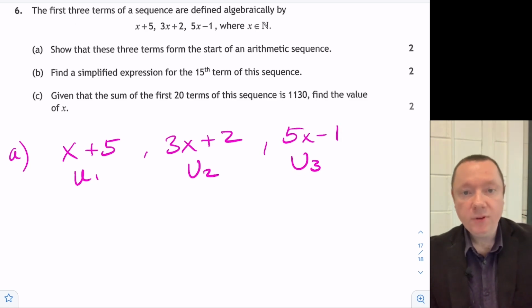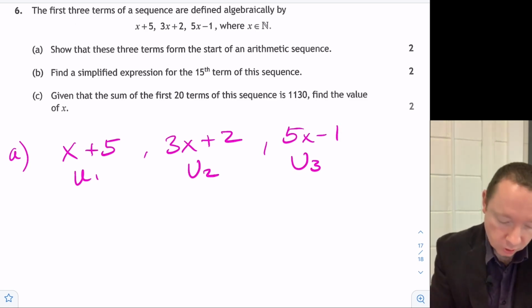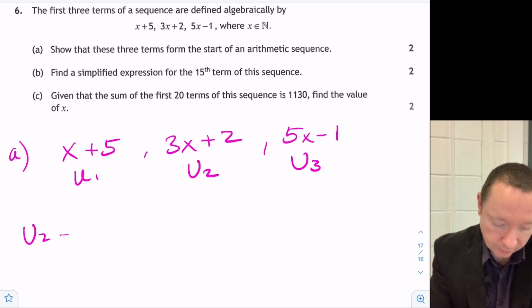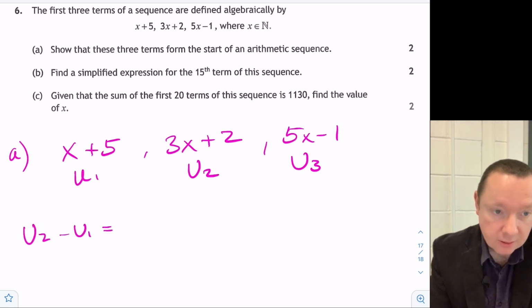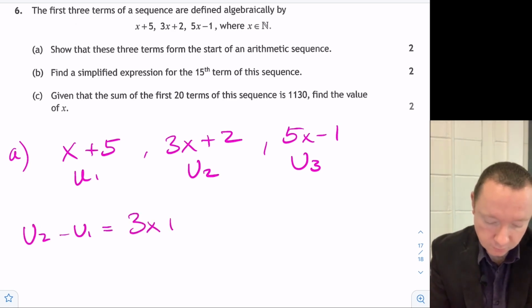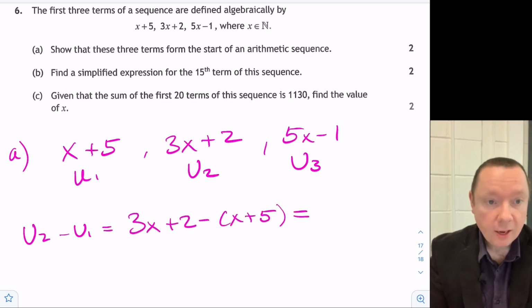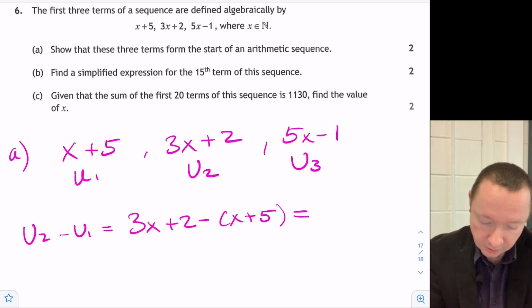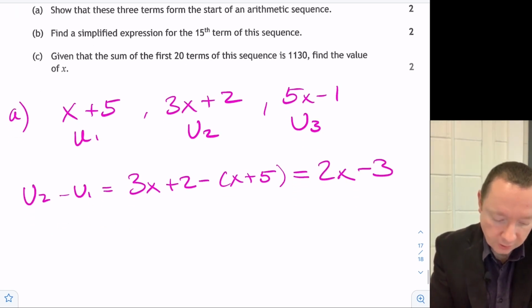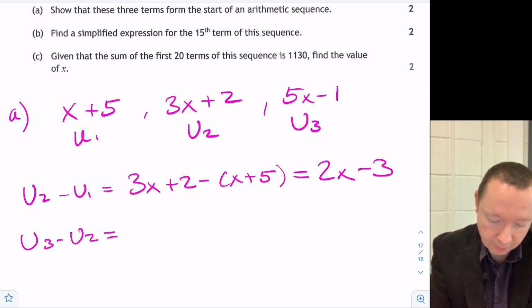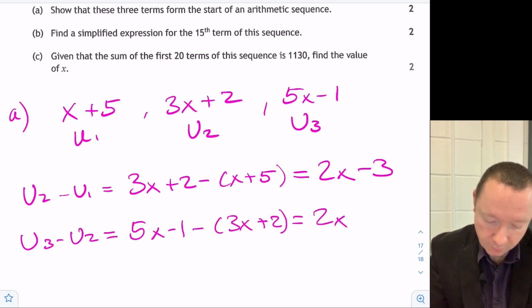Let's check the common difference between each of the terms. So let's do the first two. u2 take away u1. That is 3x plus 2 minus (x plus 5). That equals 3x minus x is 2x, 2 take away 5 is minus 3. And then let's check the common difference between the next two terms. u3 minus u2. That gives us 5x minus 1, take away 3x plus 2. That is 2x minus 3.